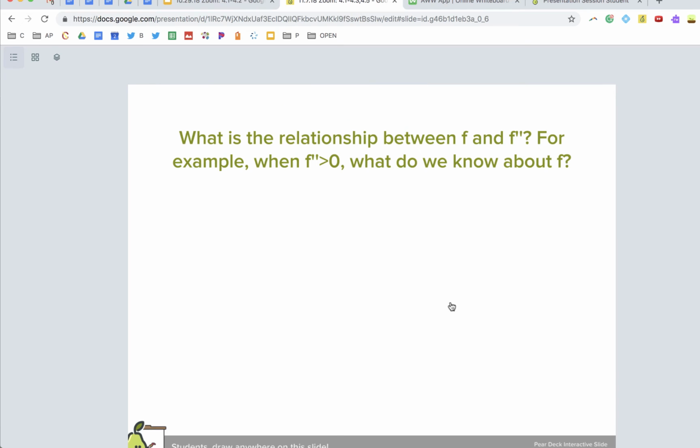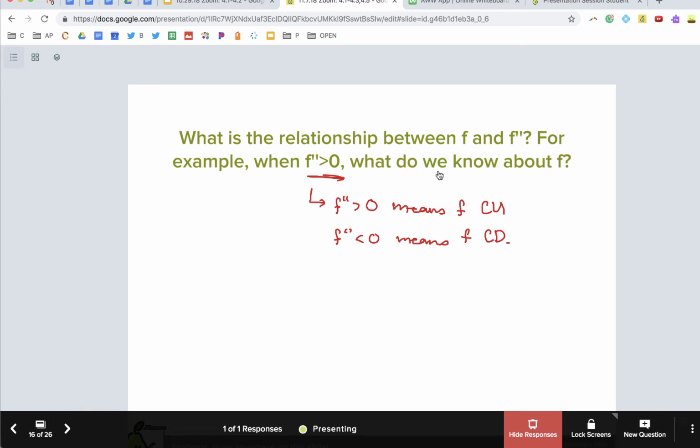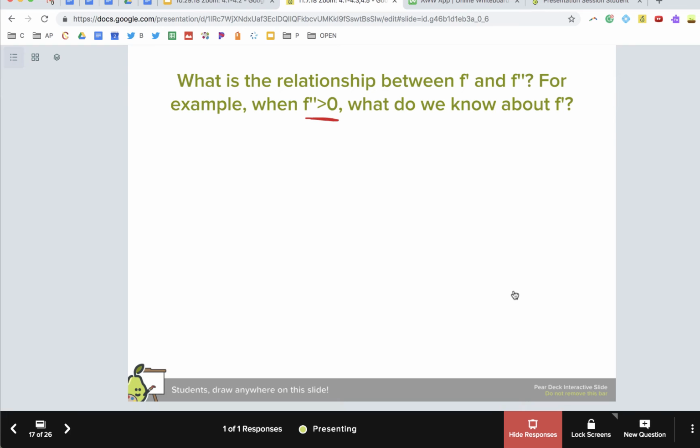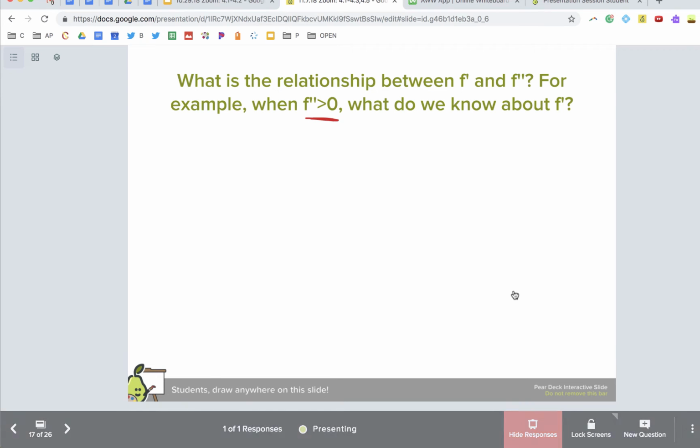What is the relationship between f prime and f double prime? So let's start with the example. If f double prime is greater than 0, f is concave up. If f double prime is less than 0, f is concave down. That's the relationship between f and f double prime. Now they want us to tell the relationship between f prime and f double prime. So let's go through this.